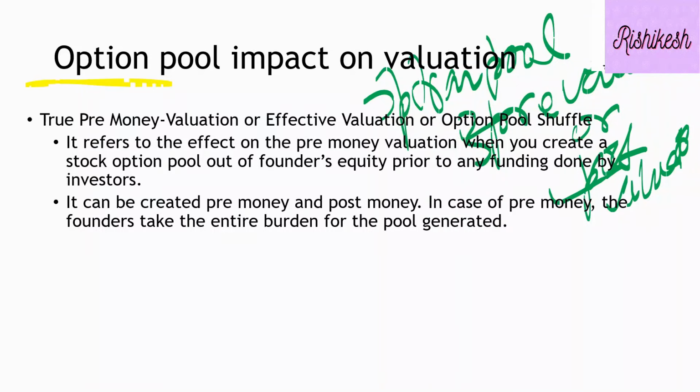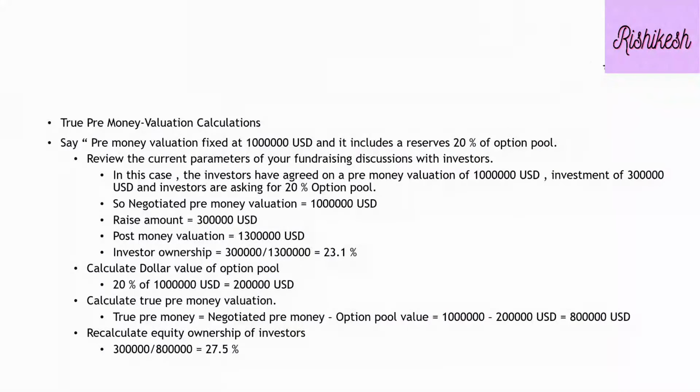Now, it refers to the effect on the pre-money valuation when you create a stock option pool out of the founder's equity prior to any funding done by the investor. It can be created pre-money as well as post-money, as we said. In case of pre-money, the founders take the entire burden for the option pool, and that is why they are against it. They want the option pool to be generated after the investment has been done, so that even the investors take that burden, right? If it is done before investment, the founders take the entire burden of that option pool, and that is not considered good by the founders. We'll take an example. This will make you understand.